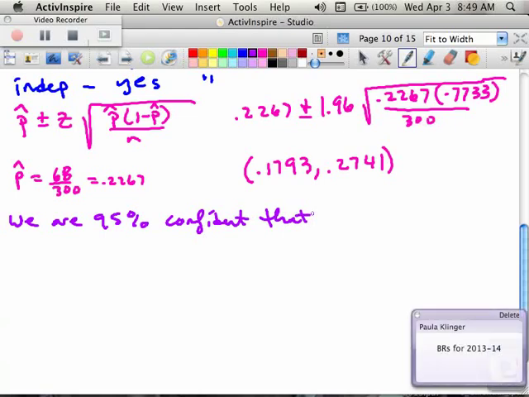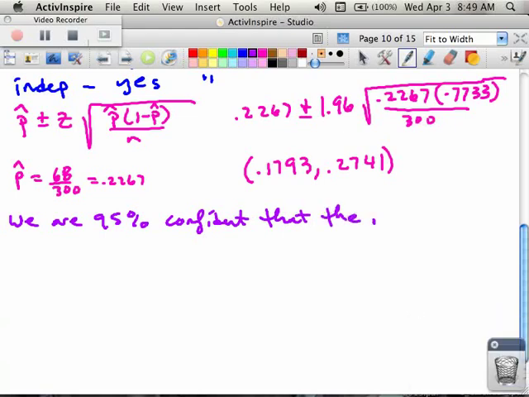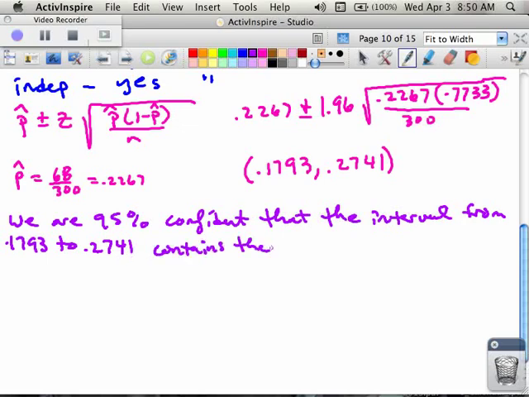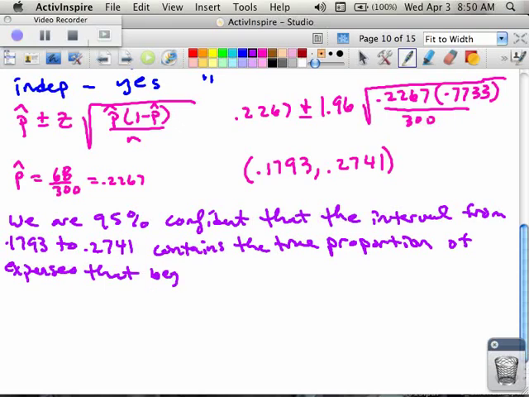So we are 95% confident that the interval from 0.1793 to 0.2741 contains the true proportion of expenses that begin with a 1.